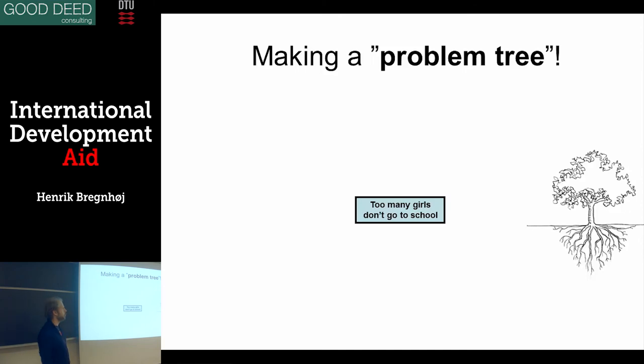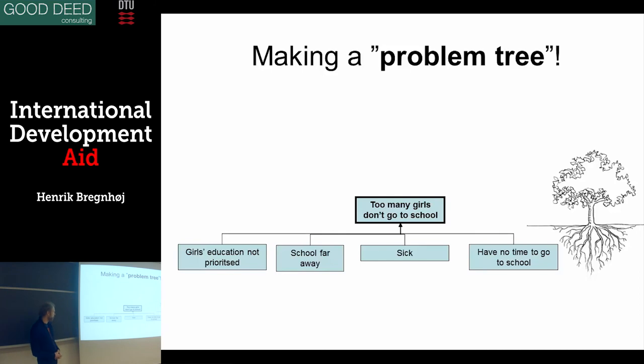When you make a problem tree, you start by deciding what the central problem is. In this example I'm showing here, we are trying to solve the problem that too many girls don't go to school. That is a common problem in many developing countries. If we look at the reasons for too many girls not going to school, there could be different reasons. It could be that girls' education is not prioritized in society, by government, by the families and the culture. It could be that the school is too far away, so they don't have time. It could be that they are often sick, or someone is sick, so they are staying home to take care. Or it could be that they just have no time to go to school because they're doing other things.